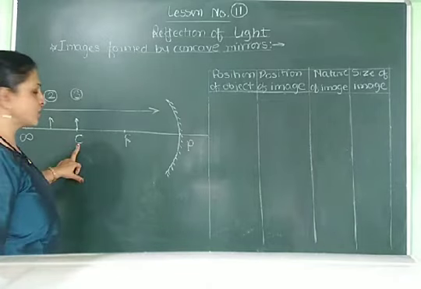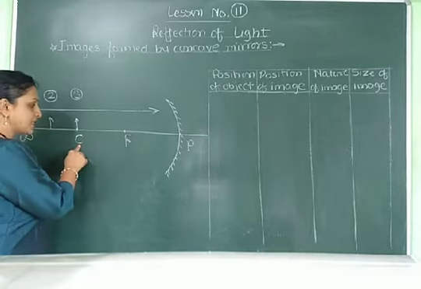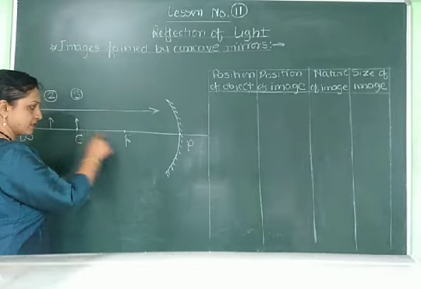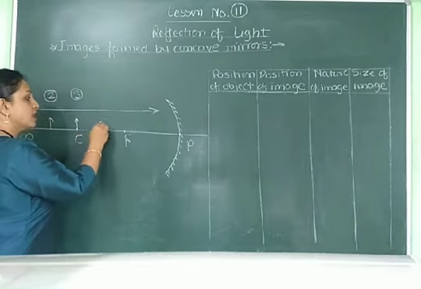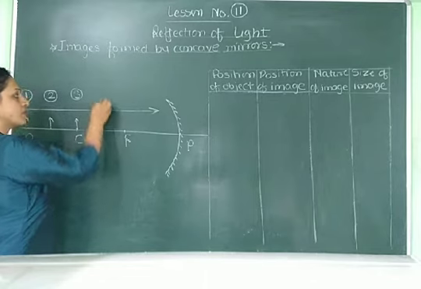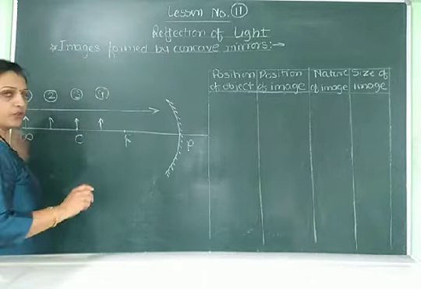Okay. So this is the position number 3. After that, if we place the object between center of curvature and the focus, it means in between these 2 points, anywhere in between these 2 points, suppose here, so this is called position number 4.